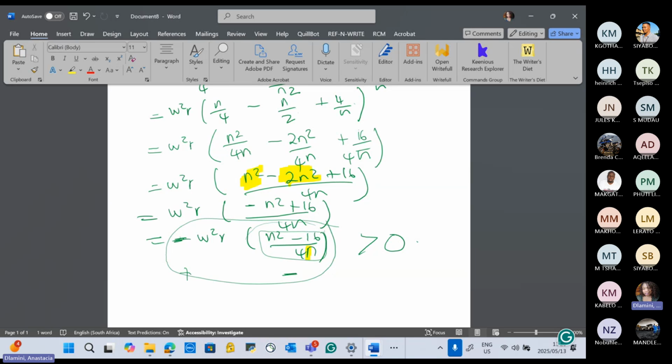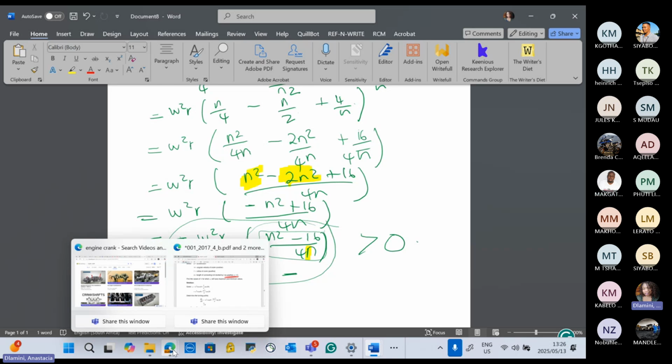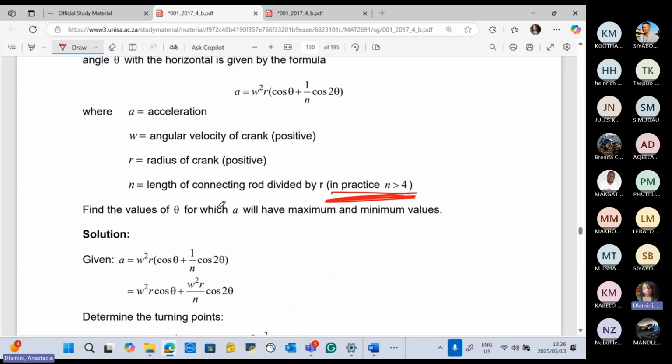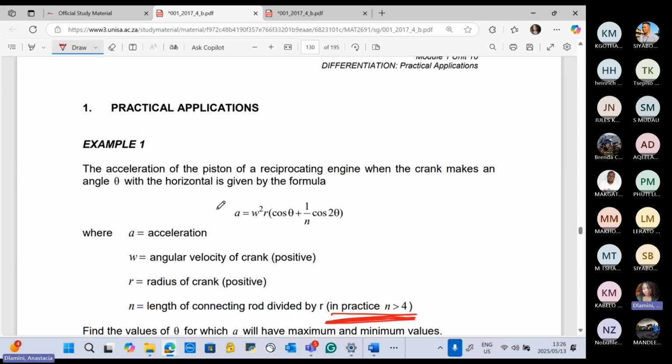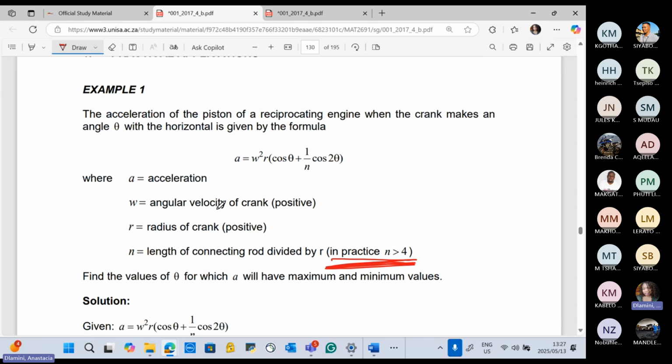Does it make sense now? Yes, ma'am. Thank you. Yeah, it makes sense. So they said, okay, fine, because here they said we want to find the values of theta for which A will have a maximum and a minimum value. So we're looking at the values of theta.